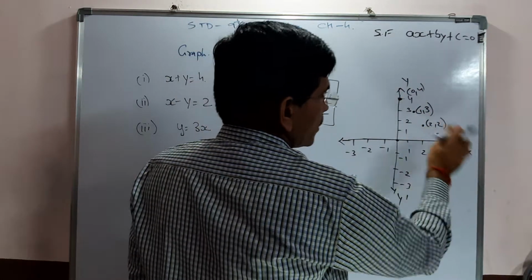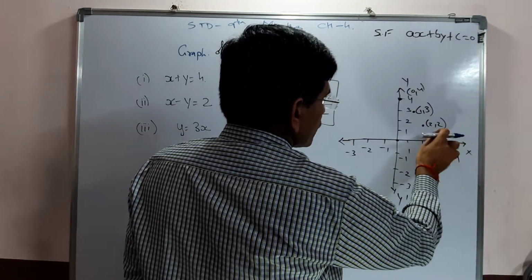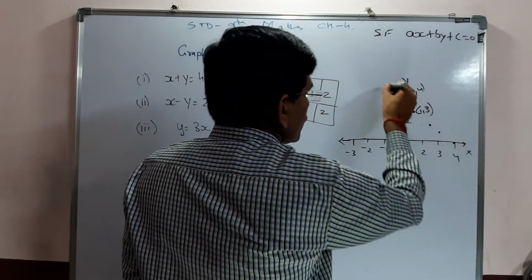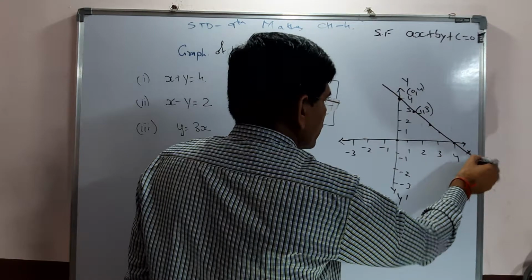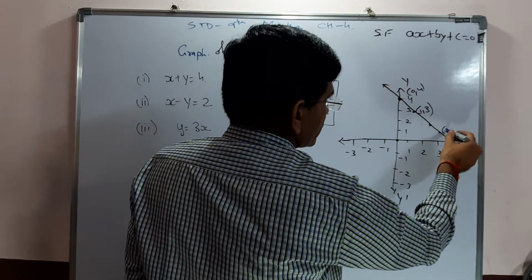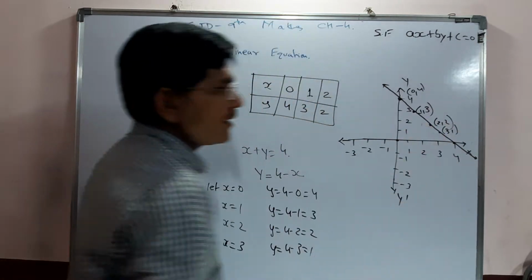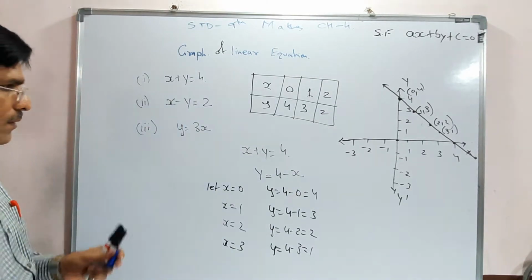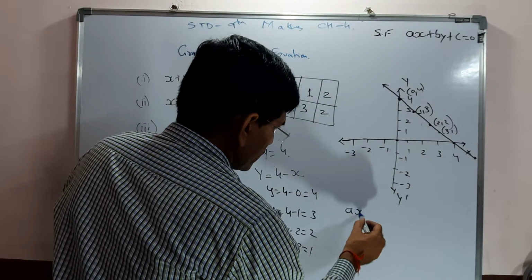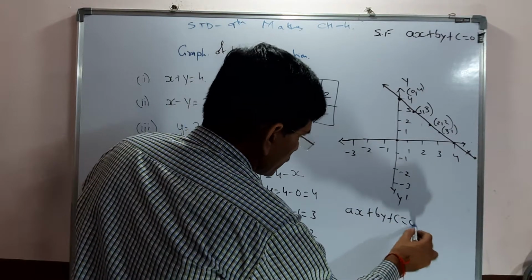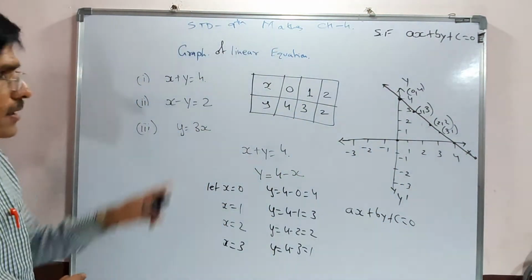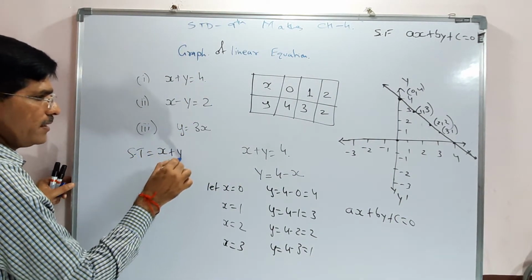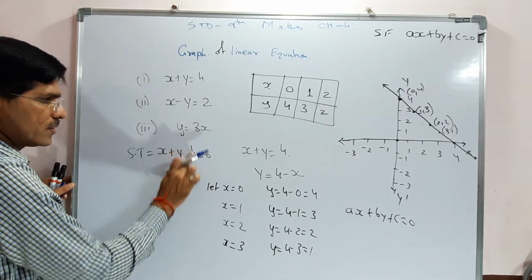Generally, if we draw the graph, it should pass through these points. It is a rough calculation, but if you draw it, it should be a straight line, and it always passes through both axes. So always remember ax plus by plus c is equal to 0, where all values are given in the question, that is a, b and c. So the standard form is x plus y minus 4 is equal to 0.